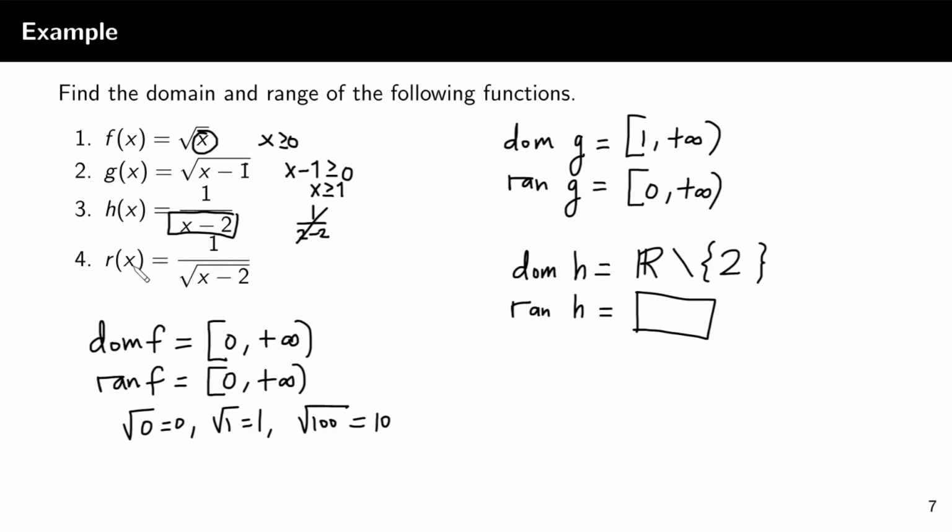Okay, so next we have r of x is equal to 1 over square root of x minus 2. Okay, so meron tayong denominator at the same time yung denominator natin merong radical. Okay, so two conditions para maging defined itong function na to. Dapat yung denominator natin hindi 0. So x minus 2 should not be 0. At the same time, yung nasa loob ng radical natin, dapat hindi siya negative. So x minus 2 should be greater than or equal to 0.